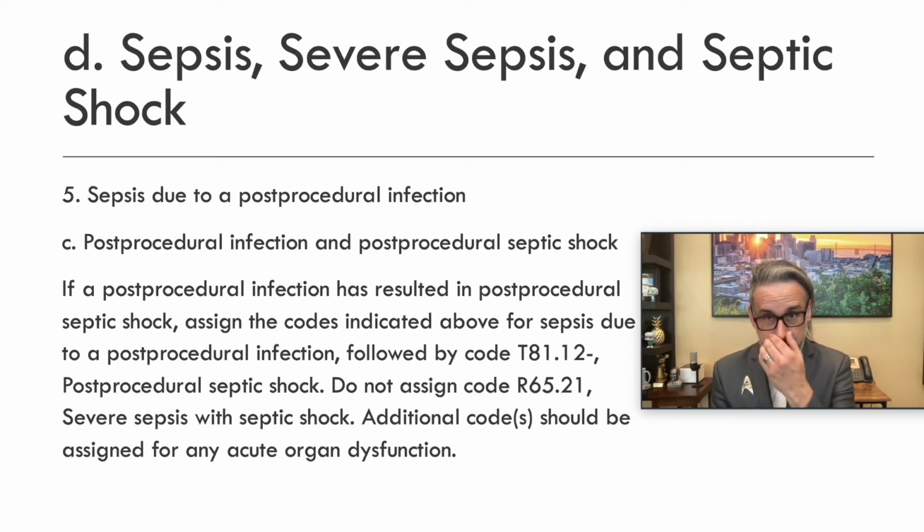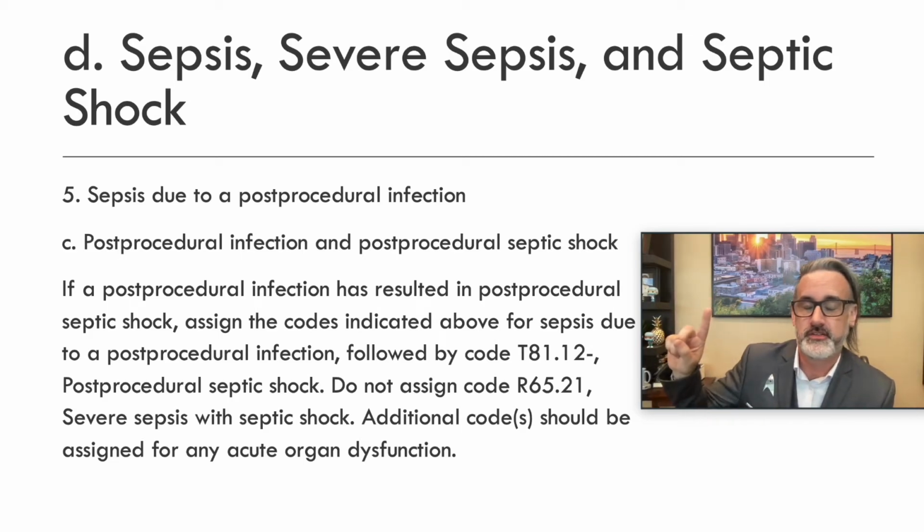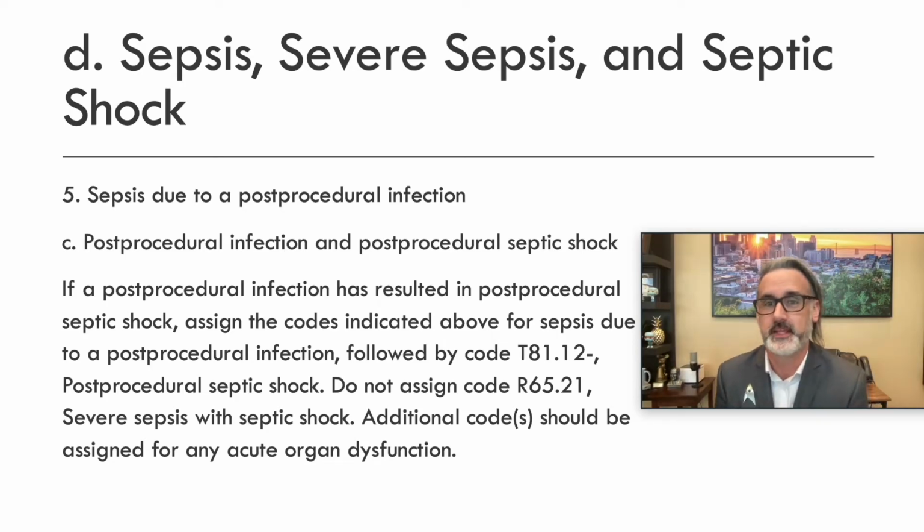So translating these guidelines, if the post-op infection results in post-procedural septic shock, then we sequence the codes like this. First we assign the appropriate code for the sepsis due to post-procedural infection, then the T81.12 hyphen for the post-procedural septic shock. We would not assign the R65.21, severe sepsis with septic shock. We never code those two codes together. We just code the T81.12 hyphen, because if we were to add the R65.21, we're essentially doubling the septic shock. And just because it hurts really bad does not mean we get to double the code. So we'd only do the T81.12 hyphen in that case.